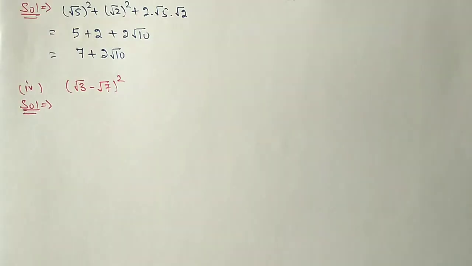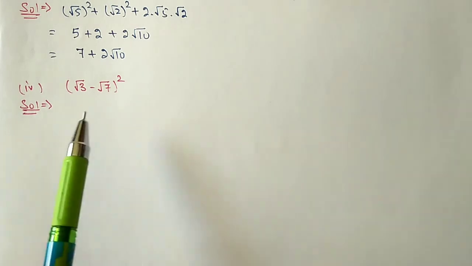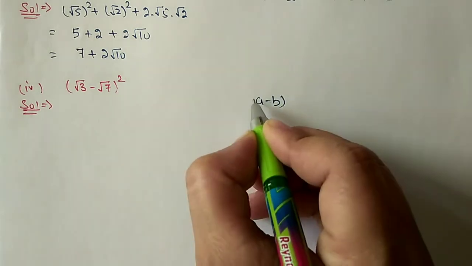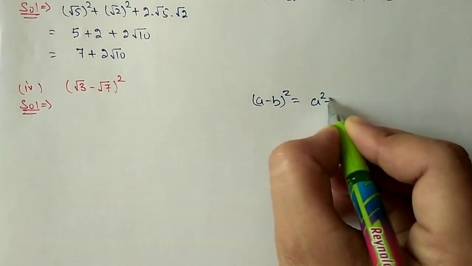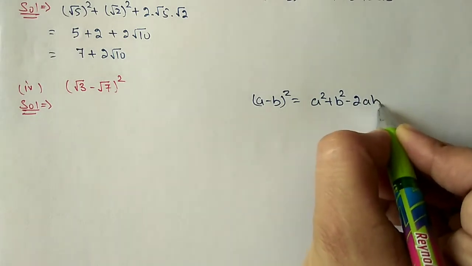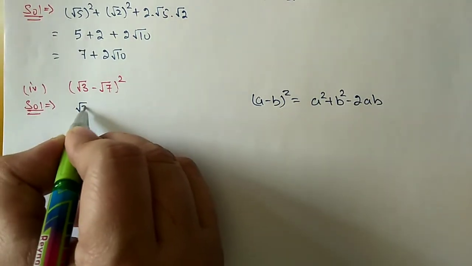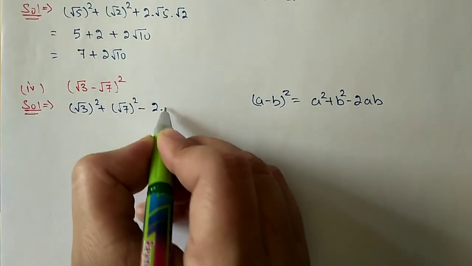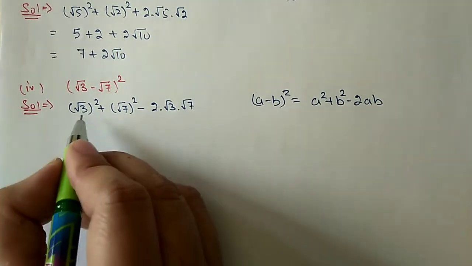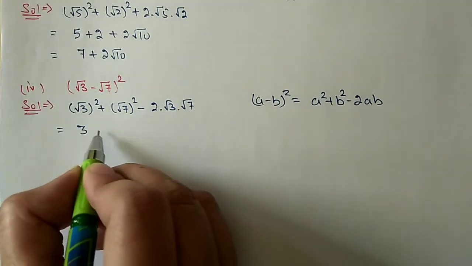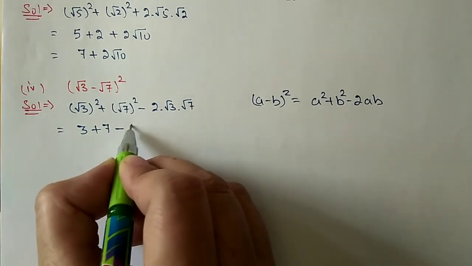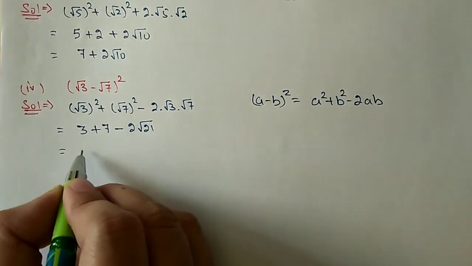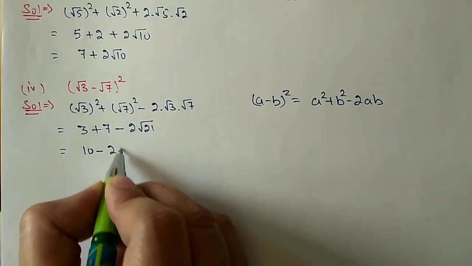Next, fourth part, (√3 − √7) whole square. You can do simple multiplication, or you can use the identity (a − b) whole square is equal to a square plus b square minus 2ab. So here it is (√3) square plus (√7) square minus 2 into √3 into √7. (√3) square is equal to 3 and (√7) square is equal to 7, minus 2 into √21. 3 into 7 will become 21, and 3 plus 7 is equal to 10, minus 2√21.